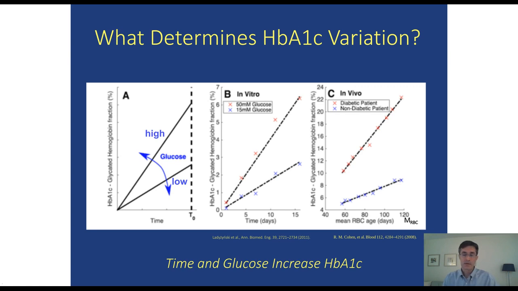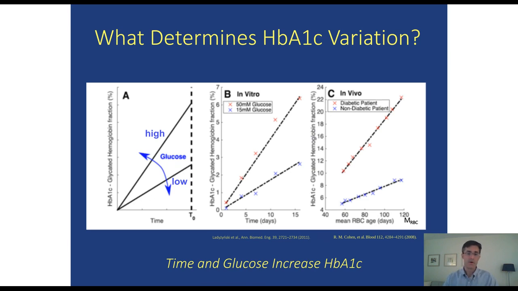Robert Cohn and colleagues found a similar pattern in vivo. They used biotin to label red blood cells, both from diabetic patients and non-diabetic patients. And in the diabetic patients, who would tend to have a higher glucose concentration, we can see that as the mean age of the red cells increased, the A1c increased. And similarly for the non-diabetics, as the mean age of red cells increased, the A1c increased. So these two panels convince us that glucose and red cell age independently contribute to A1c variation.